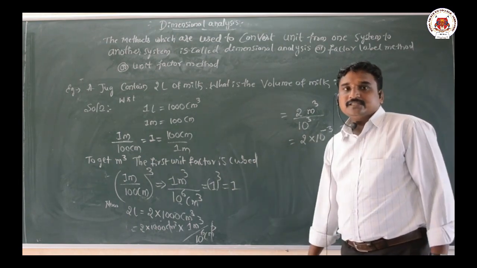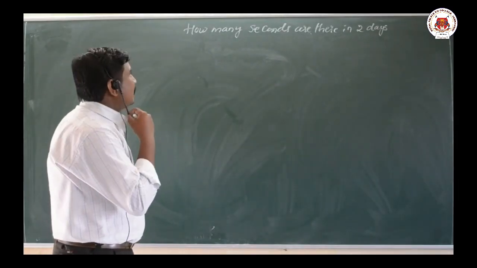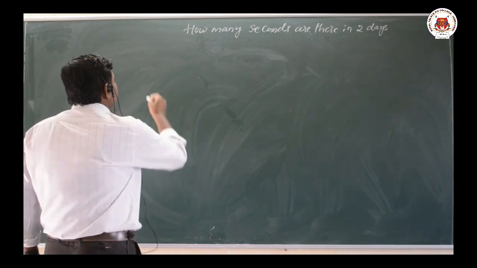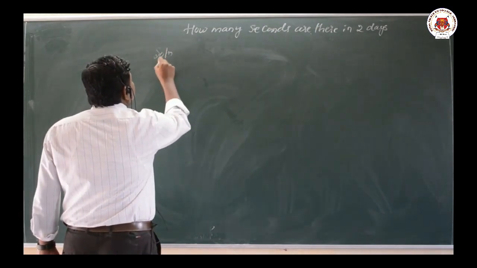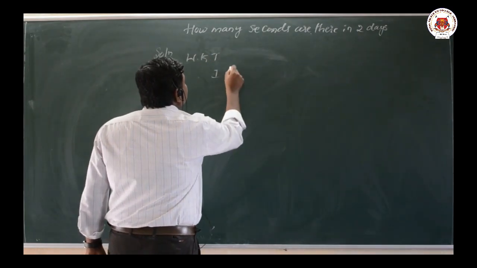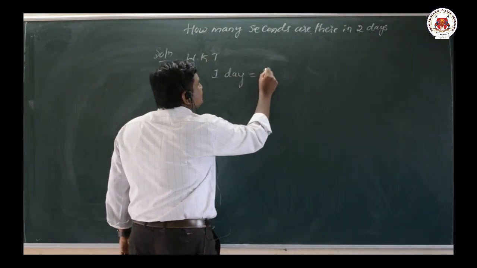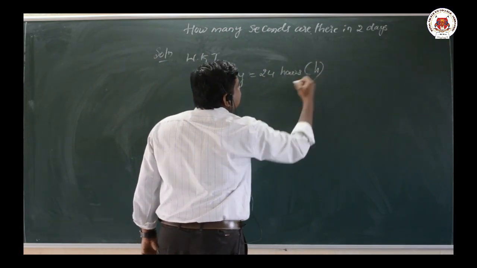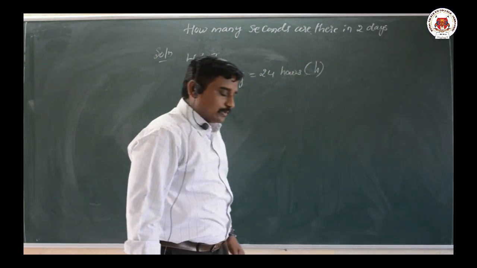Okay, so this is the second example. Okay. The third example: how many seconds are there in 2 days? Okay, so solution. We know that 1 day equals 24 hours. 24 hours, that is H. So 1 day equals what here?